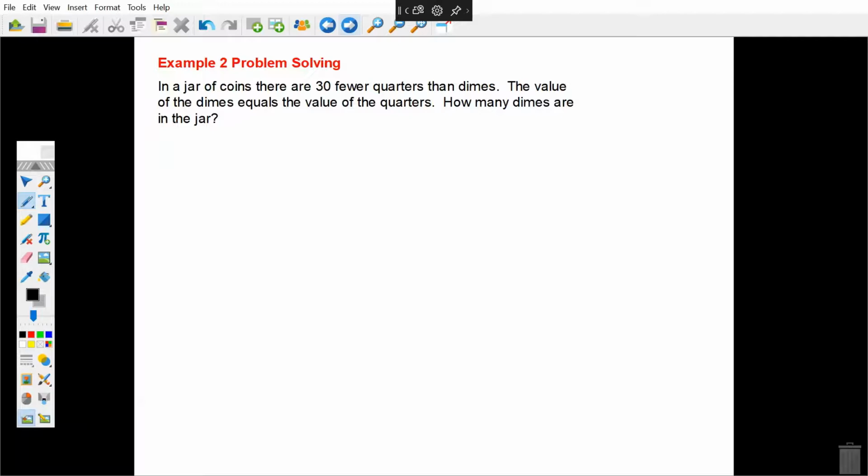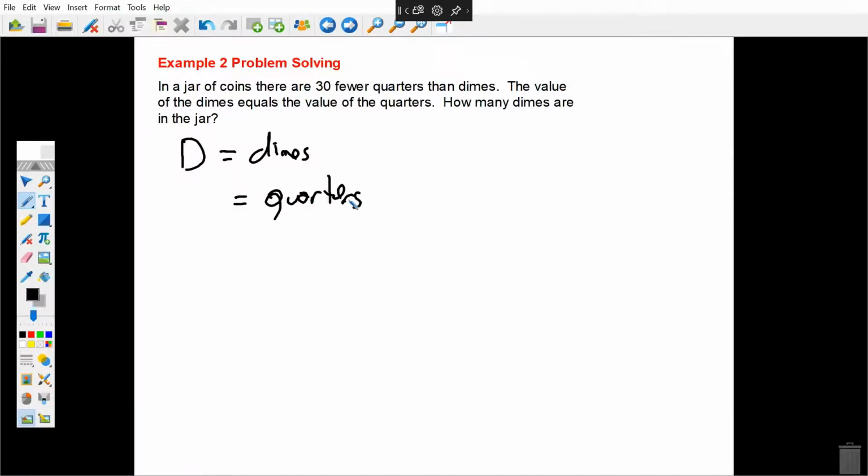So the first thing we have to do in any problem-solving question is we have to establish the variable. We have to establish what we are looking for. And of course, we are looking for dimes. So we'll make D equals dimes. And what we know, we have to set up our equation. So we know that there are two things we have to deal with here. We have to deal with dimes, but we also have to deal with quarters.